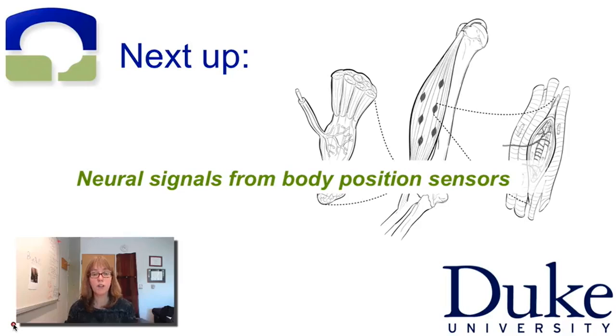So now I hope that you have an intuitive understanding of how this magical electrical activity in neurons actually arises. And now we're ready to return to body position sensing and talk about how the body position sensor neurons detect and report body position.